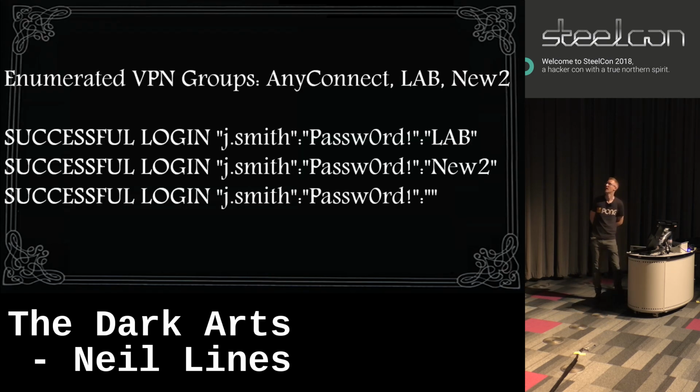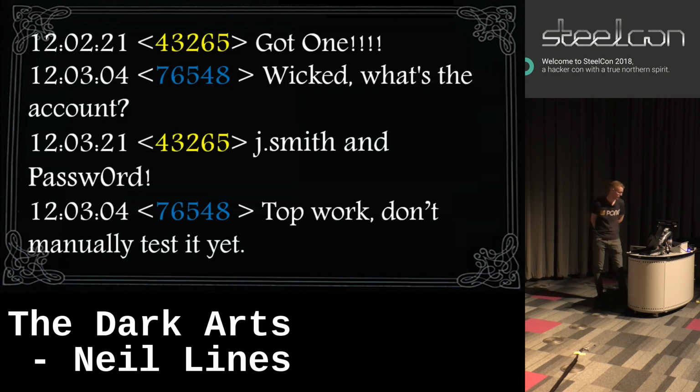There we have a close-up of what it found. Now, it's the same user, but it's the different SSL profiles that it's managed to get access to. So that user has access to all of those SSL VPN profiles. Got one. Wicked. What's the account? J Smith. Password. Top work.